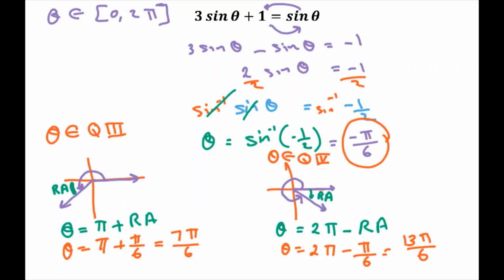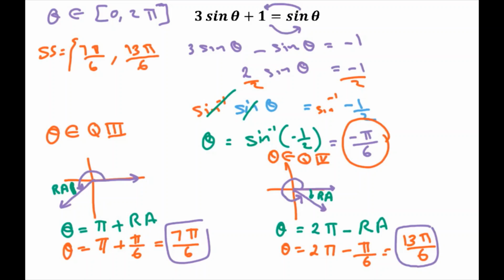So now we have two solutions here. We have 7 pi over 6 and 13 pi over 6. So my solution set is 7 pi over 6, comma, 13 pi over 6. Now, if he wants the general solution, he will say, okay, the solution is going to be 7 pi over 6 plus or minus 2 pi n, or 13 pi over 6 plus or minus 2 pi n, based on the question.